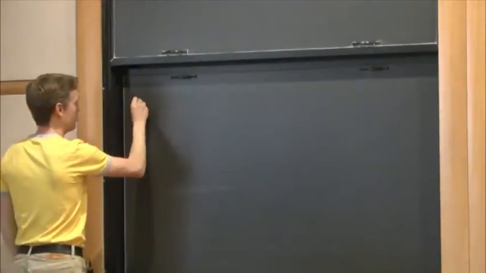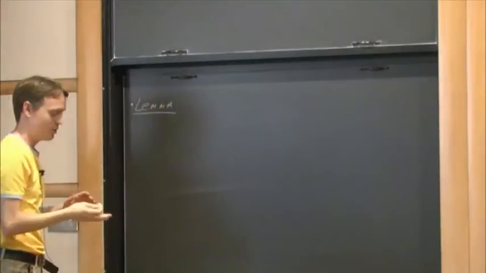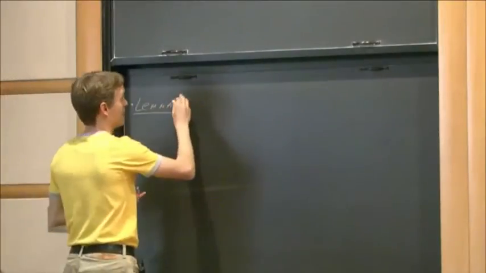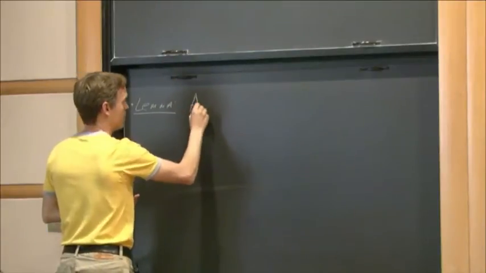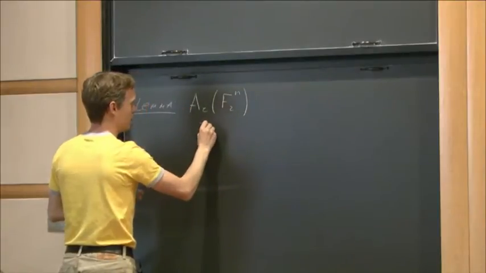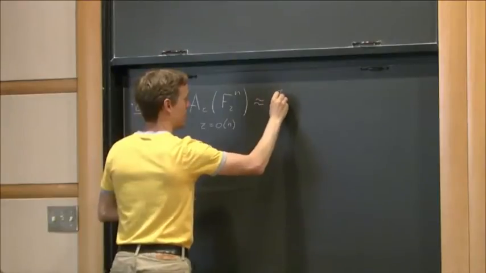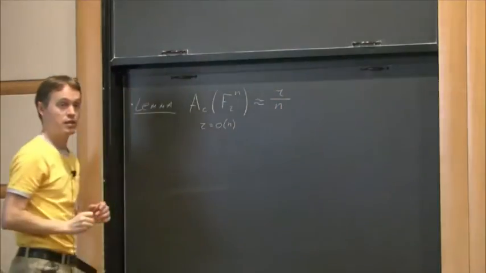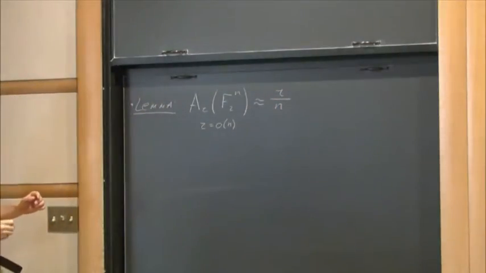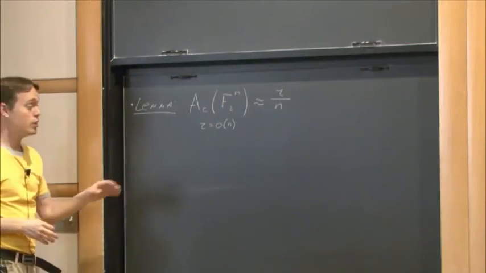So our first lemma. I will state a few lemmas, and then we will go back and prove some of them. So the first one is, how does this quantity behave? What is a_r of all of F2 to the n? Well, let's assume that r is o(n), and then this behaves like r over n. We can prove that a bit later. Maybe I'll state a bunch of lemmas about this, and then we'll prove some of them. So this is the behavior.